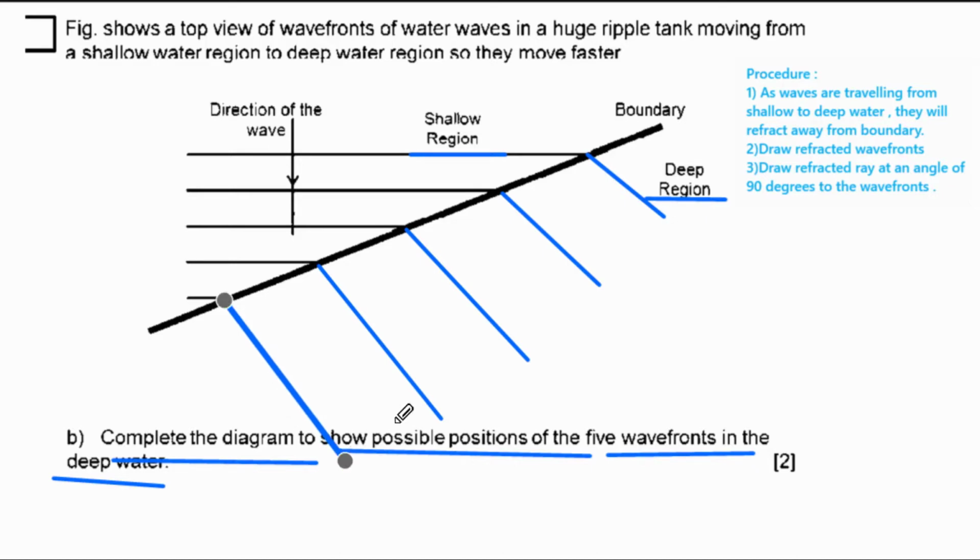So this is how we need to draw wavefronts in deep water. If we want to draw the refracted ray, we can also draw it at an angle of 90 degrees to these wavefronts, somewhat like this. We can also add an arrow, so this will be the arrow, and you can see this angle is about 90 degrees. This is how you need to draw wavefronts in the deep region.